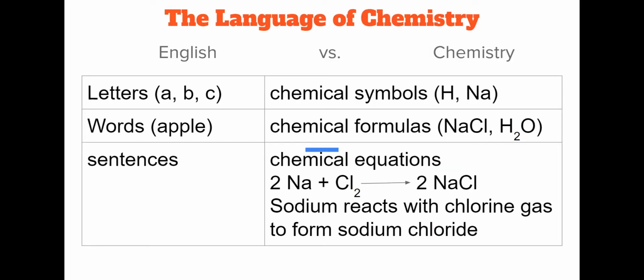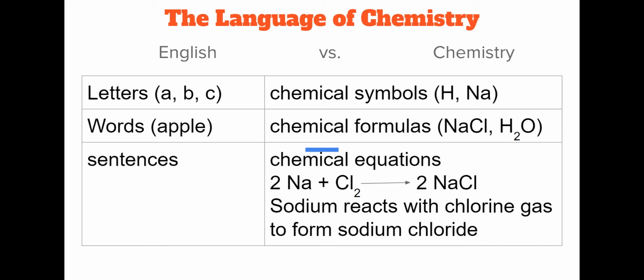One more thing I need you to do today is to understand the language of chemistry. We're going to compare that with English. In English, we have letters, and in chemistry, we have chemical symbols. Those are the element symbols in the periodic table. In English, we use letters to make words, and in chemistry, we use those symbols to write chemical compound formulas like sodium chloride and H2O, which is water. And in English, we have sentences, and in chemistry, we have chemical equations.